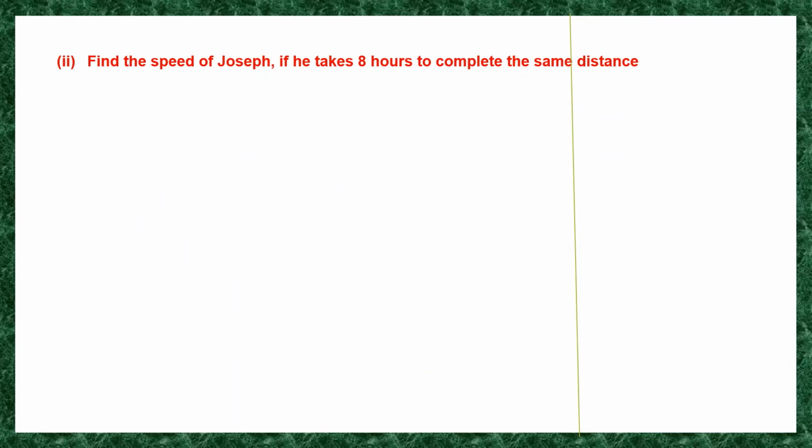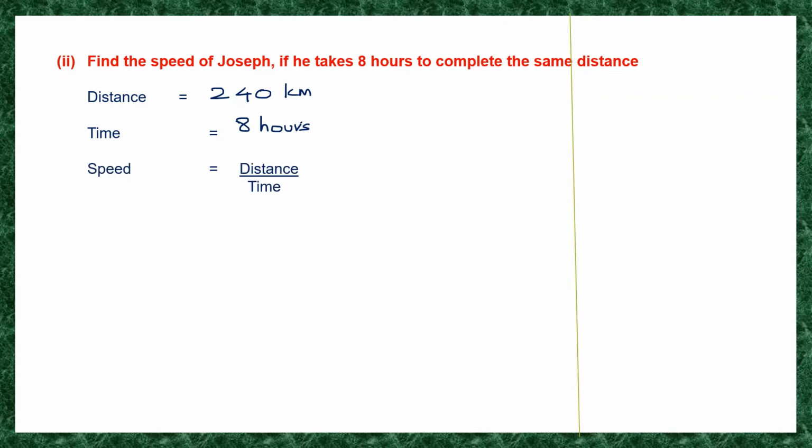Here we have to find the speed of Joseph if he takes 8 hours to complete the same distance. Okay, so the distance we all know now is 240 kilometers. Then the time here is 8 hours. Now we have to find his speed.